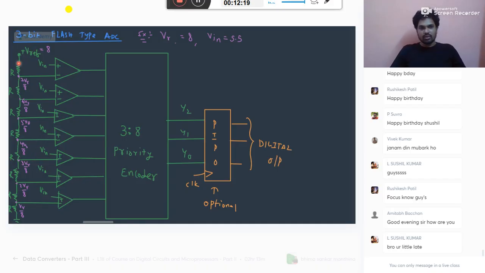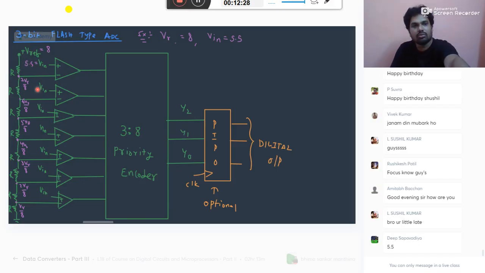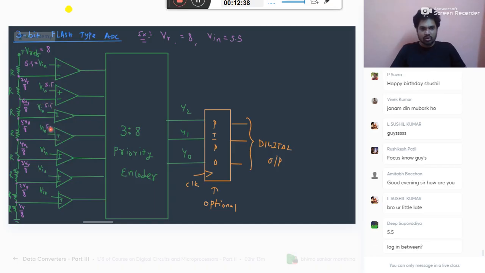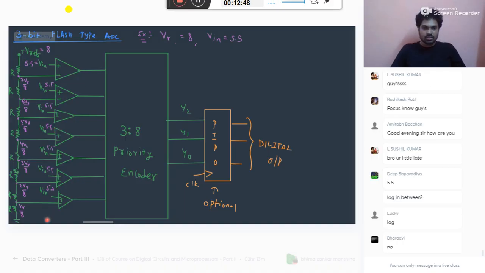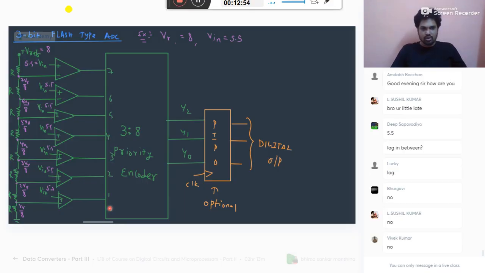Now see here. What is the Vin we have taken? 5.5. So Vin is equal to 5.5. Make all the inputs 5.5. Your input is given in parallel to how many comparators? Seven comparators: 1, 2, 3, 4, 5, 6, 7. Now this is a priority encoder with input pins 7, 6, 5, 4, 3, 2, 1, 0. This can be either 0 or 1. Sometimes they connect this and give it to 1. It doesn't have any effect on your response.